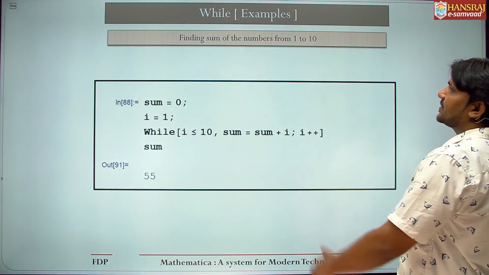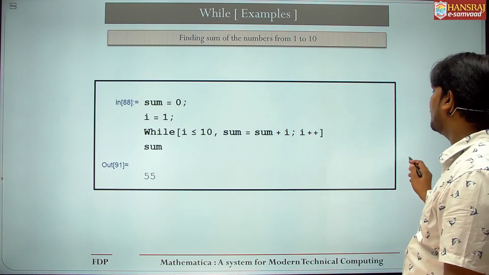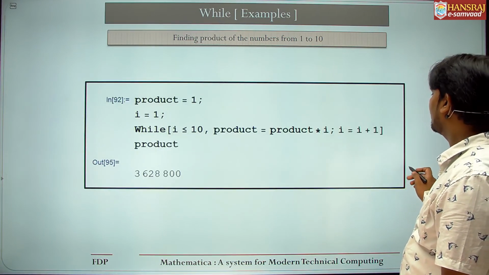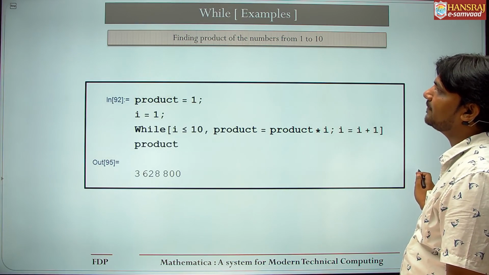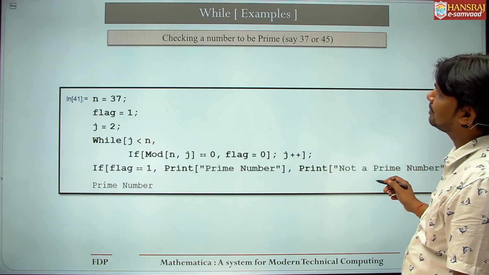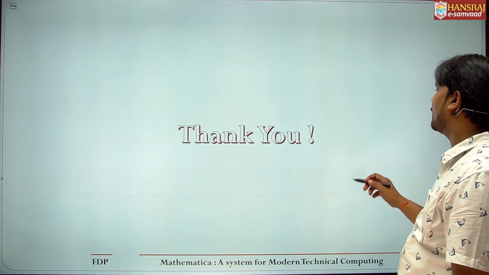Here is another example, finding the sum, the same as you can do with a for loop. Another one is the product, which you can also do. The same code works for both for and while.